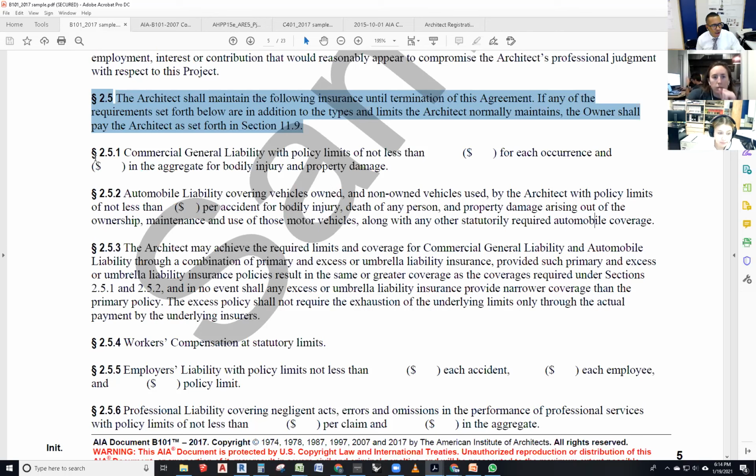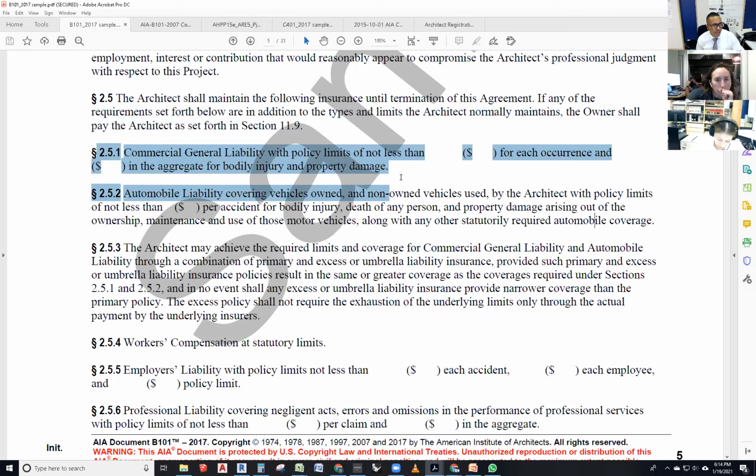Then section 2.5.1 speaks about commercial general liability insurance, and the limits. They put the limits. And insurance brokers can explain this a lot better than me, but there is a limit, and then they have something called aggregate and umbrella. And I really don't know a lot about all the details on that.